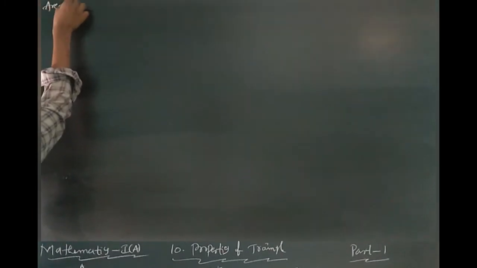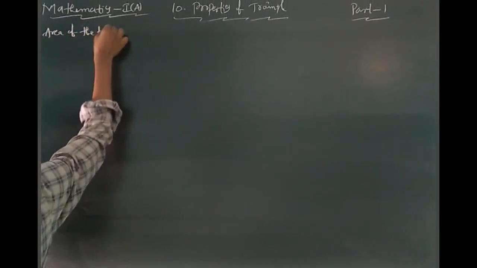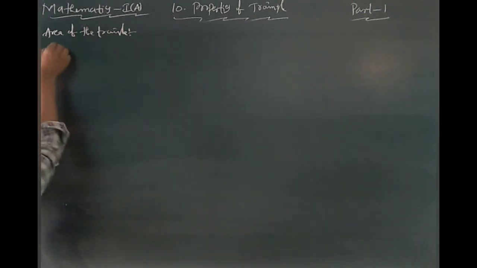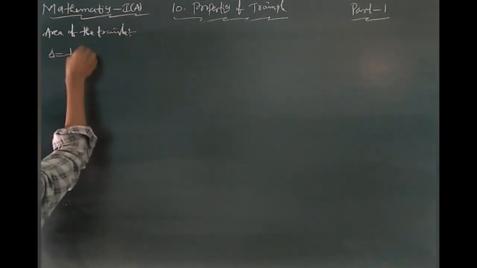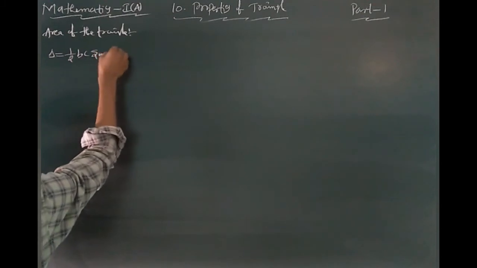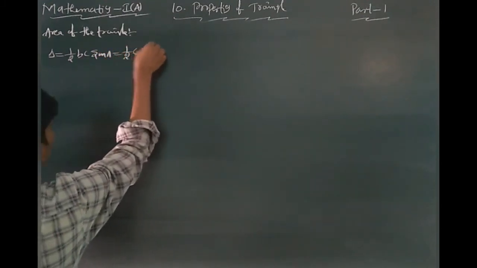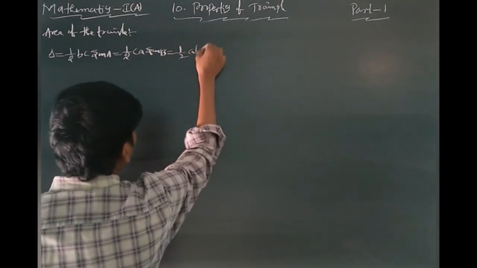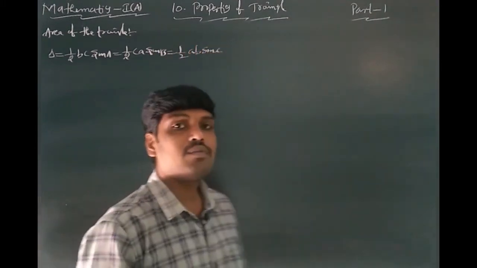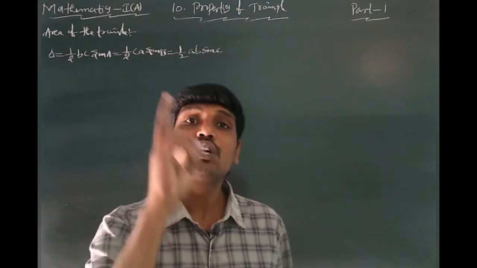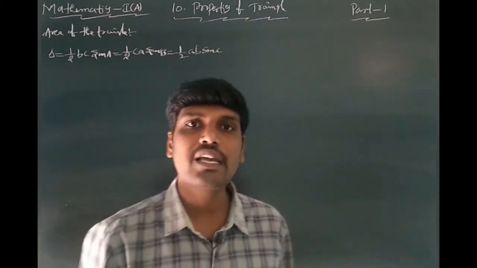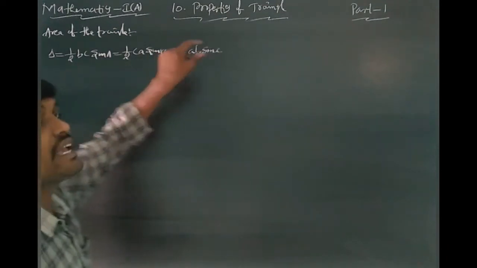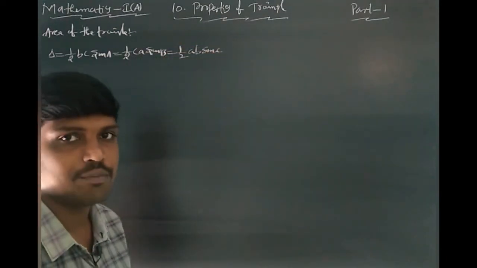Triangle formulas: area of the triangle. What is the first formula? Delta equals half of bc sin A, or half of ca sin B, or half of ab sin C. You can use this area formula when two side lengths of the triangle and one angle are given. Any one of these formulas you can use.